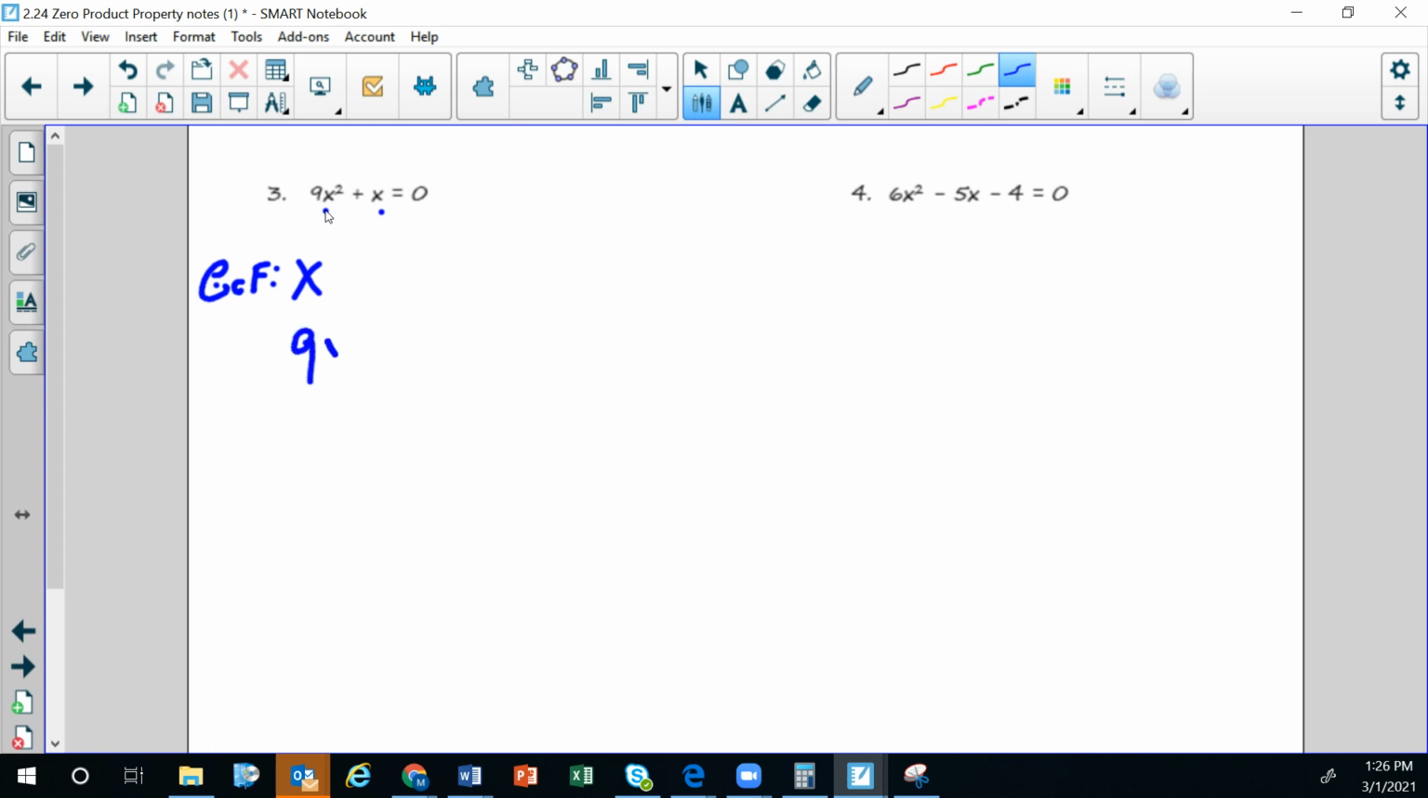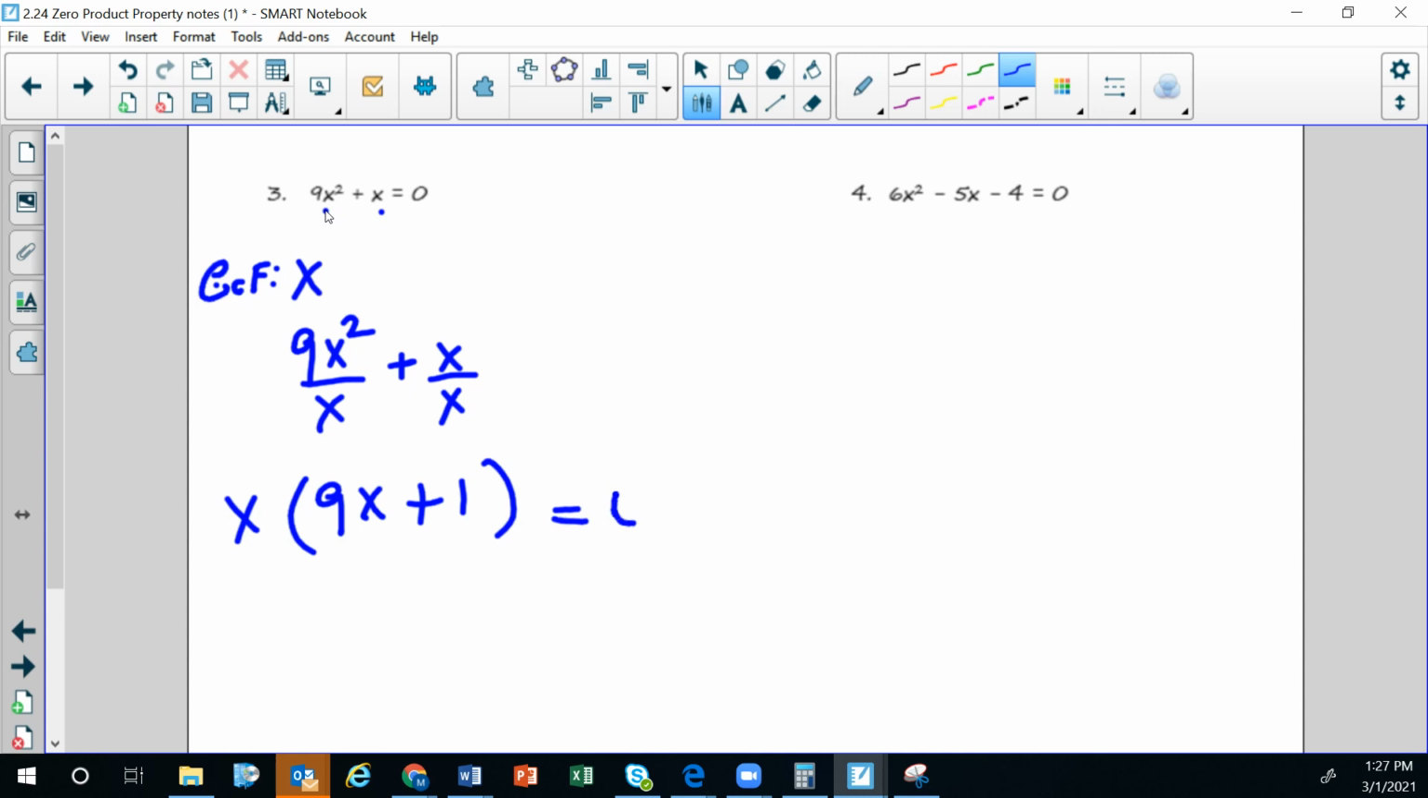And to find the other factor, I'm just going to divide each term by x. So that's going to be 9x squared divided by x plus x divided by x. So my factor is going to be 9x plus 1. X divided by x is 1, and x squared divided by x is just x. And so I write this now as x times (9x plus 1), and this is equal to 0.